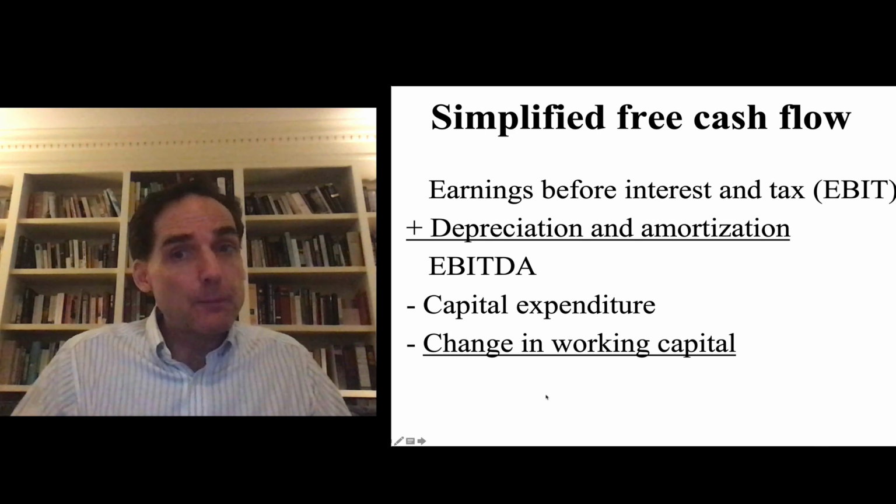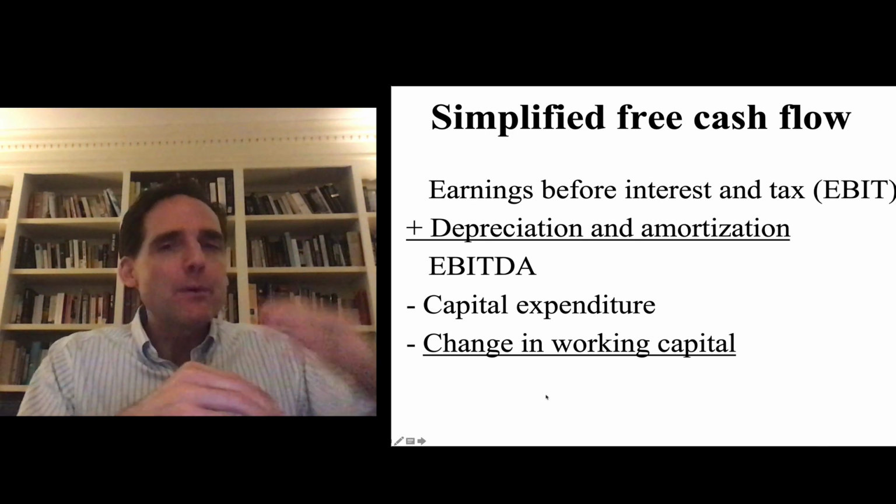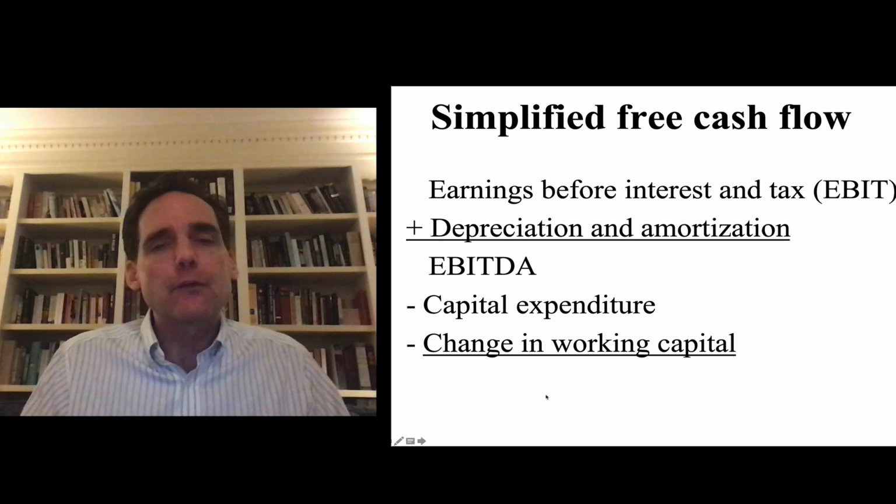Well, that's real cash out of pocket. The raw materials, the labor you paid to develop those cars that you haven't sold yet, that buildup in inventory is pulling cash out of your pocket. So we're going to take that into account.